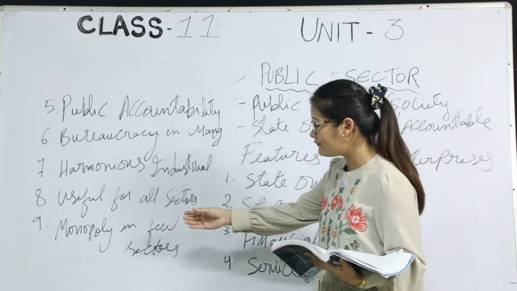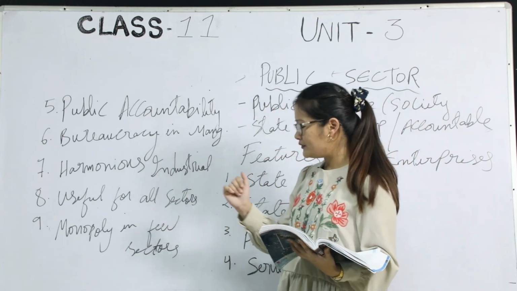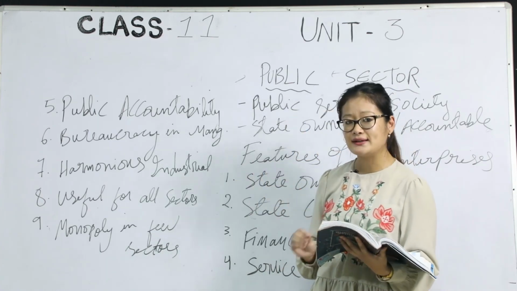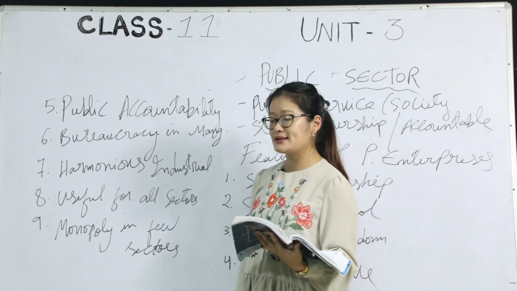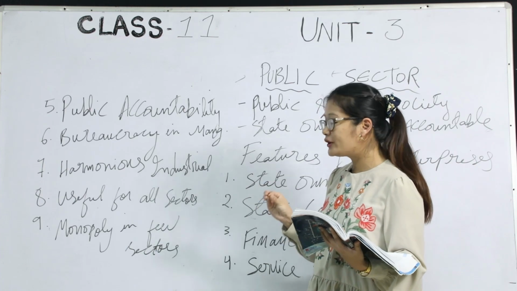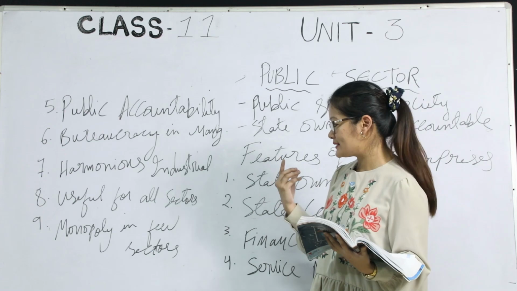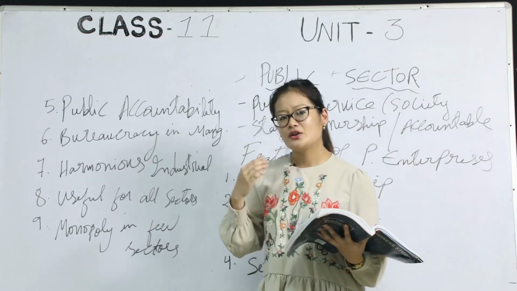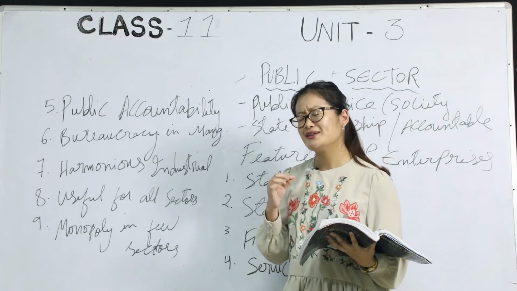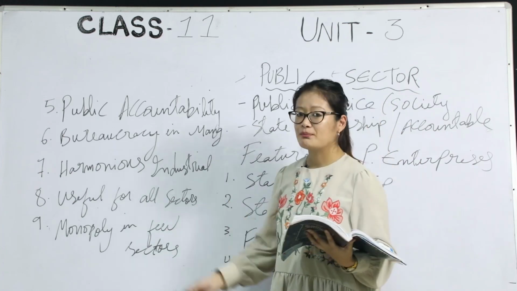And lastly, we have monopoly in a few sectors. Okay, so here, in a few sectors, there are only a few single sellers under the public sector. Because these sectors are very crucial for the economy of the country, the public sector takes control over them, and that is why there are only a few sellers under these public sectors.